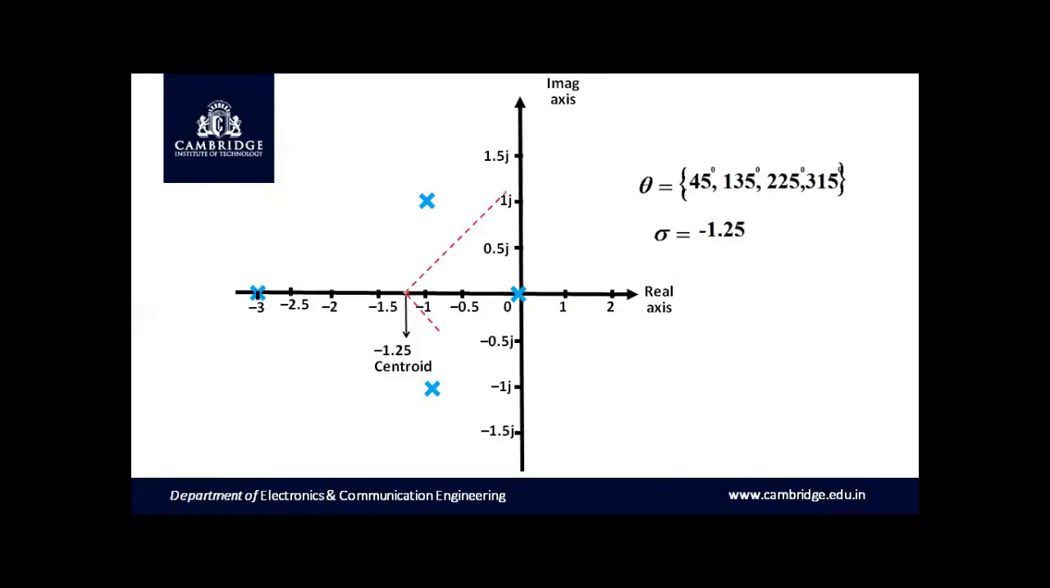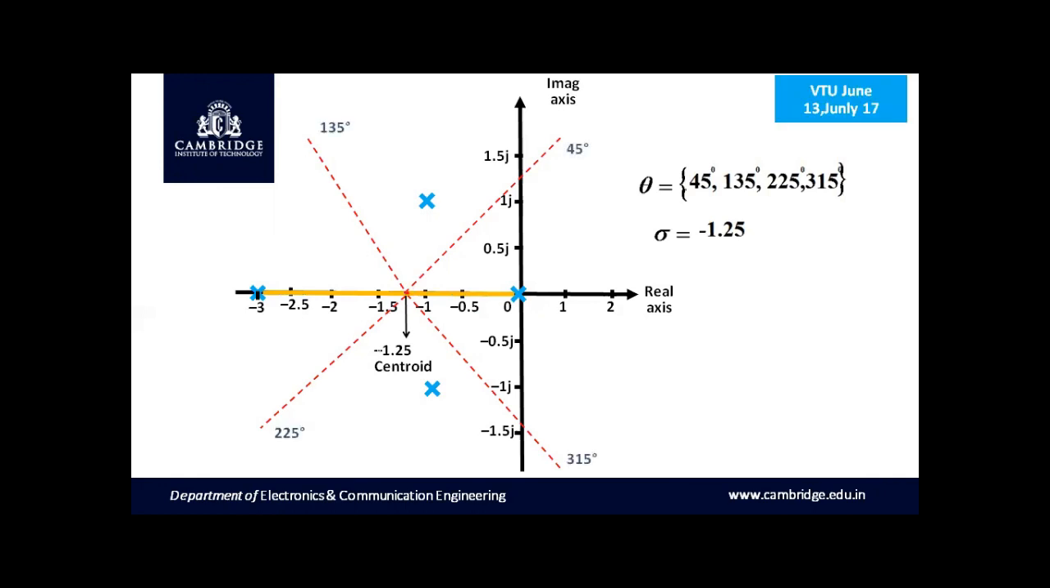Therefore, we have obtained the angles of asymptotes exactly at 45 degree, 135 degree, 225 degree as well as 315 degree with the center of the asymptotes at minus 1.25. Let us move on to step number 5. Step number 5 is the calculation of the breakaway point.